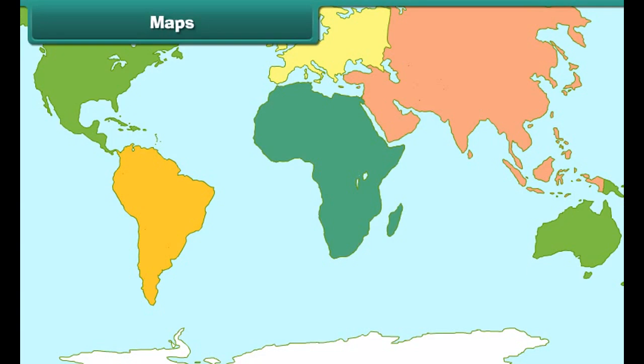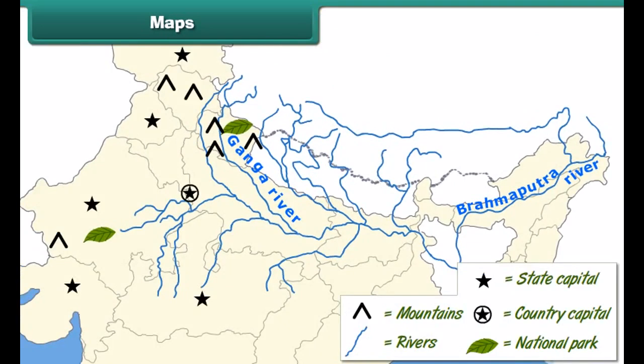It shows countries of the world, their capitals, cities, and towns. It also shows the various landforms and water bodies on Earth. Maps use pictures or signs to denote rivers, mountains, etc. Such pictures and signs are known as symbols.